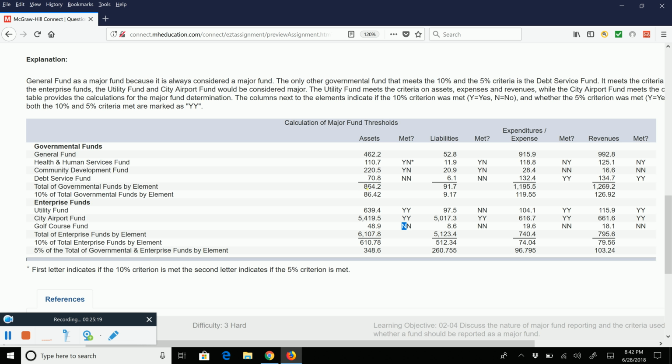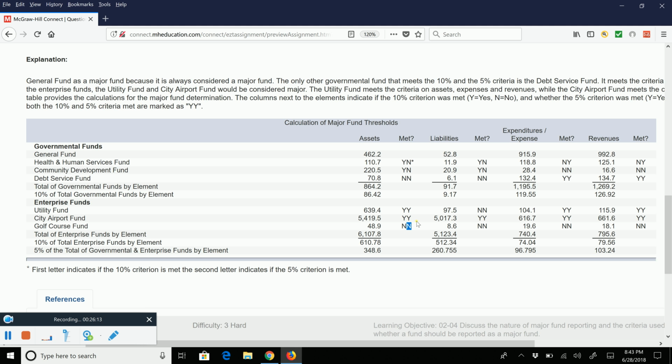And then lastly, the 5% test. So I'm going to take the total governmental funds of 864.2 and the total enterprise funds of 6107.8. Add those two up and then take 5% of it. 5% of the grand total is this number here, 348.6. Now I'm going to prepare for the 5% test. I'm going to see if the total assets are greater than the 348.6. Is this greater than 348.6? No, so I'm going to put an N there. How about the 220? No, it's not. 70.8? No, it's not. 639.4? Yes, it is. 5419.5? Yes, it is. 48.9? No, it is not.